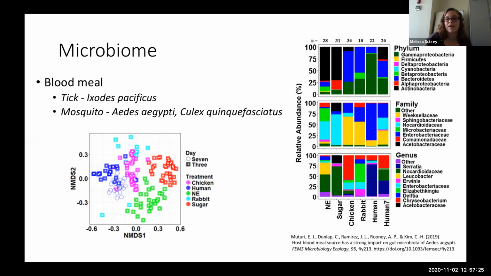Some of the results here are from Maturi et al. 2019. The bottom left shows a non-metric multidimensional scaling, showing dissimilarity between different microbiome assemblages.